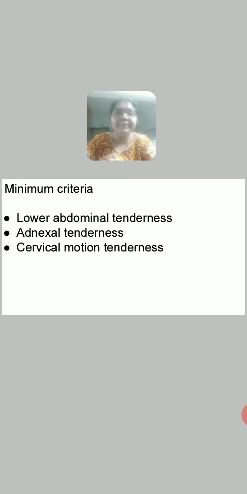We start with minimum criteria. Means what should be the minimum criteria, what should be minimum present to detect PID or to doubt PID. These features are lower abdominal tenderness, adnexal tenderness, cervical motion tenderness. If these features are present, you may suspect PID. So these are the minimum criteria.